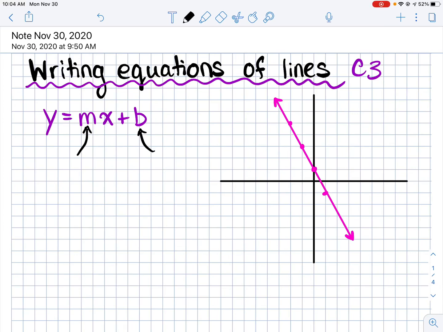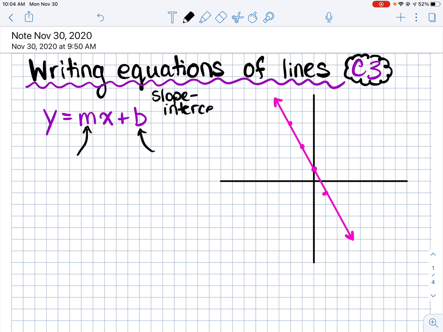Here is a video on how to write equations of lines. This is covered in expectation C3 in analytic geometry. We write equations of lines in the format y equals mx plus b. It's called slope-intercept form. I'll just write that down.